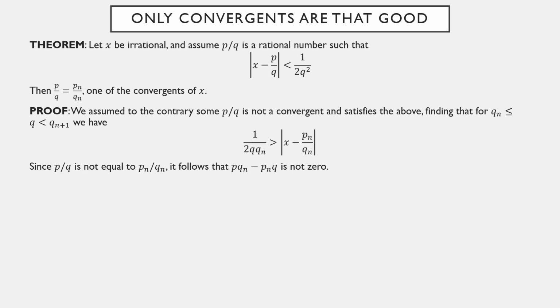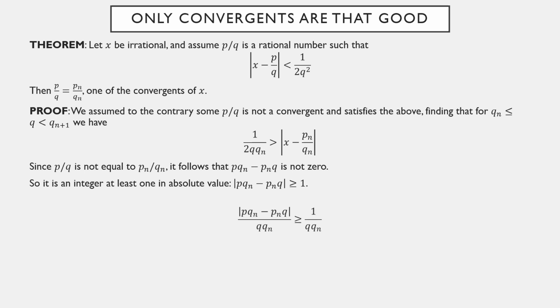Now p over q is not equal to pn over qn. Therefore, p times qn minus pn times q cannot be 0. But it's an integer, so in absolute value, if it's not 0, it's at least as big as 1. Therefore, that quantity, whatever it is, over q times qn is bigger than or equal to 1 over q times qn. And that's the distance of p over q to pn over qn. So the distance from p over q, the rational number we assumed satisfies the conditions of the theorem, to the convergent pn over qn, the last convergent whose denominator is not larger than q, must be bigger than or equal to 1 over q times qn.